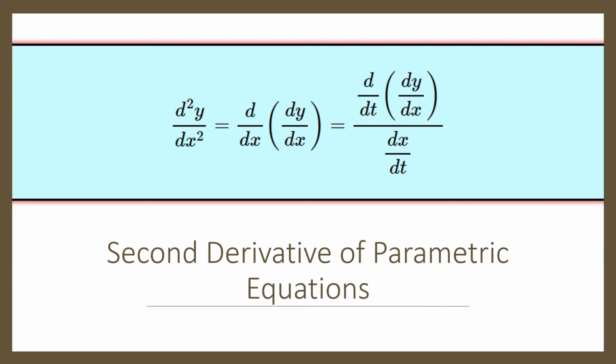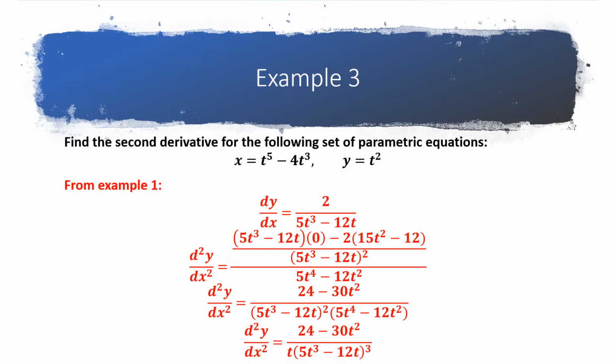All right, so now we have a formula for the second derivative of our parametric equations, and I might show you guys the proof for this in class, but basically your second derivative is the derivative of the first derivative divided by dx/dt. In this example, they want us to find the second derivative of the parametric equation.